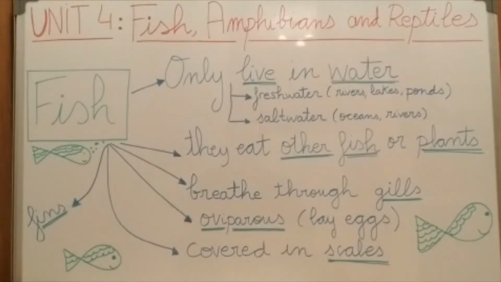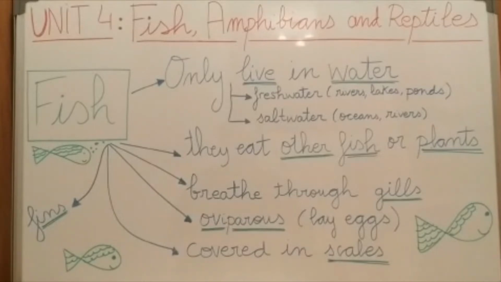Let's start with the first group, fishes. What can you tell me about fishes? Can you tell me anything? Do you know anything? You could do a brainstorming at home if you want. Let's start. Fishes. What are the main characteristics of fishes? You have to know that fishes only live in water.